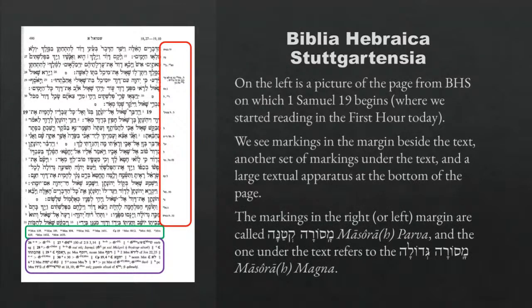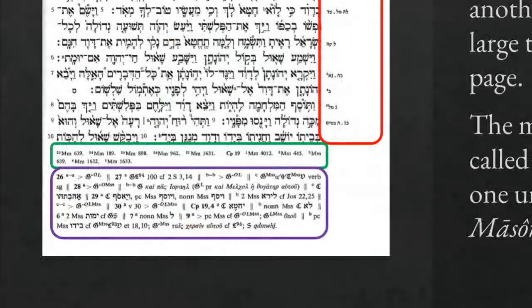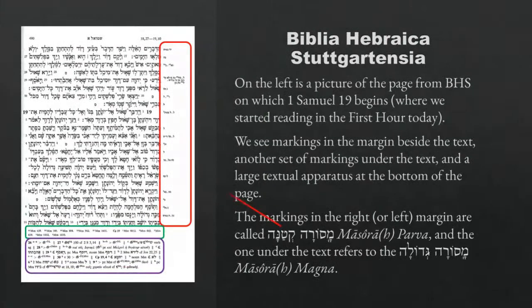actually in the BHS. It says MM639, MM189, and so on. MM is Masorah Magna, and the number refers to a set in a separate volume that you would need to buy, which I don't have, that would tell you all of the specific statistical details as recorded by the Masoretes. So we've got 3 things on the page outside of the text of the Bible. On the right side, the Masorah Tana. Underneath, the Masorah Gdola, and then the textual apparatus.